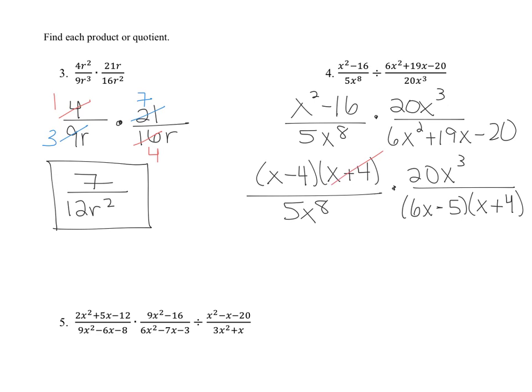Now I'm going to reduce out my x plus 4. I'm going to reduce my 20 and 5 to a 4 and a 1. You could do that later. It's up to you.